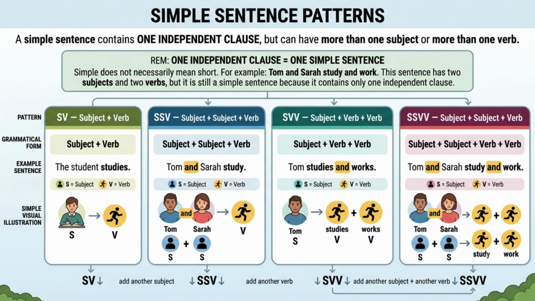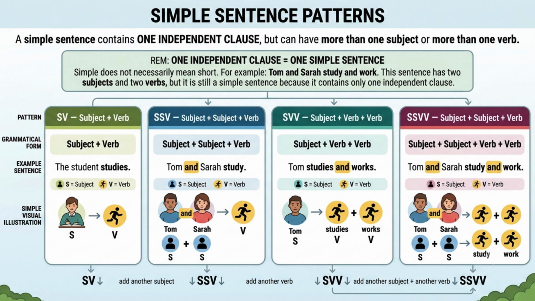But wait, if there are 2 people, does that mean it's not a simple sentence anymore because there are 2 subjects? Or does it still count as one thought? That is a great question. It actually still counts as a simple sentence because they are sharing that one action of studying together. As long as they are part of that single complete thought, it remains one independent clause.